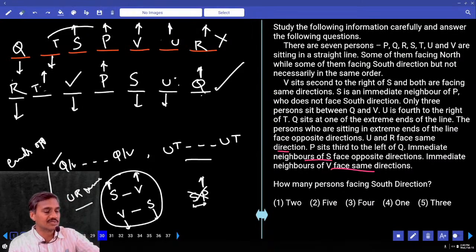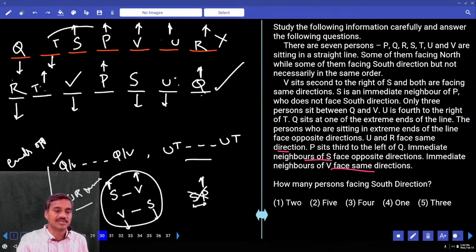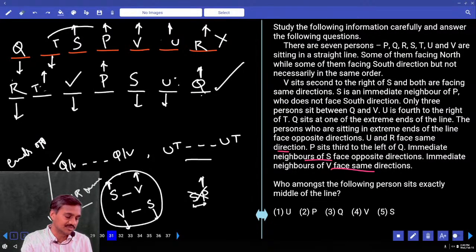And this is about question numbers 30 to 34. Then how many persons are facing south direction? 1, 2, 3, 4. 4 persons are south. Choice 3, question number 30. And 31: who among the following persons sits exactly in the middle of the line? P. P, that is choice 2, 31.